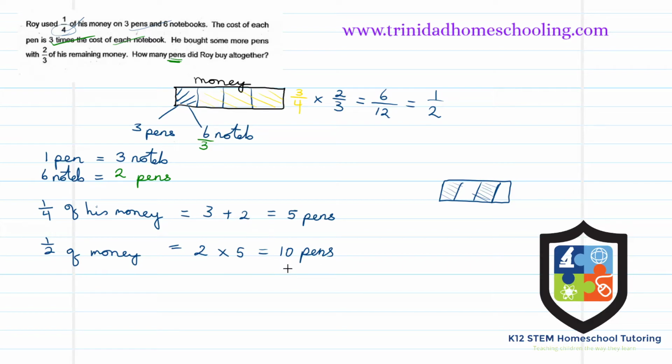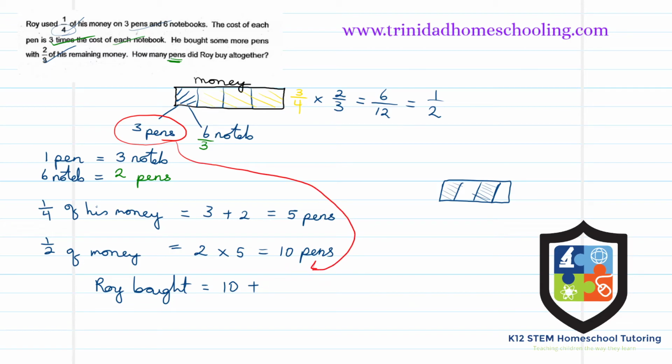Alright, did we answer the question yet? We used this, right? No, we did not. How many pens did Roy buy altogether? Roy bought, with half of his money, 10 pens, plus, now he did not buy 5 pens with a quarter of his money. He bought 3 pens. This is where you have to be very careful. So he bought 3 pens, and therefore, his total amount of pens that he bought altogether is 13 pens.